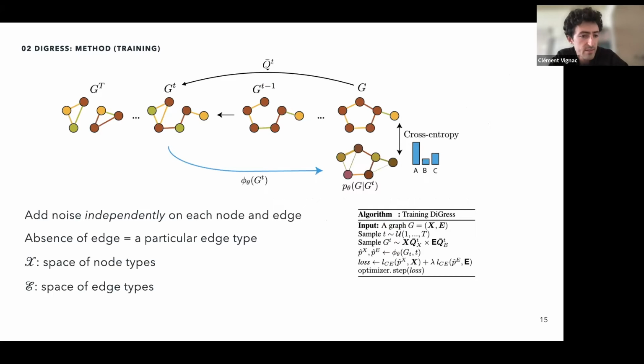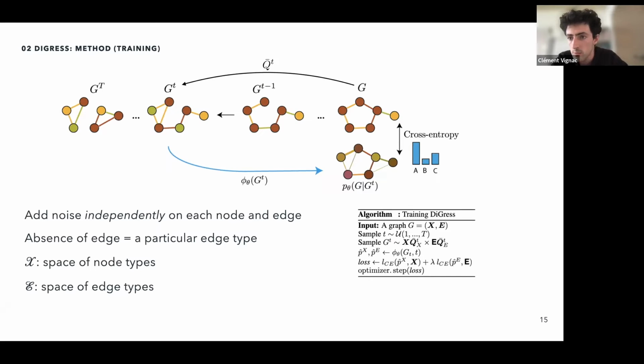Okay, so let's get to DiGress, the method that we propose. The algorithm is quite similar to what I presented before. You start from a clean graph, G, and you add noise to it to get to the graph G_t. And then you train the denoising network to predict the clean graph from the noisy version.